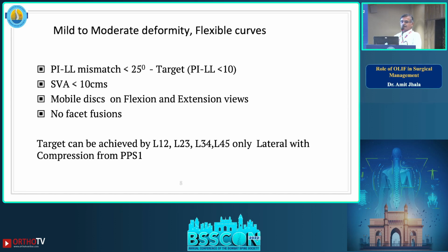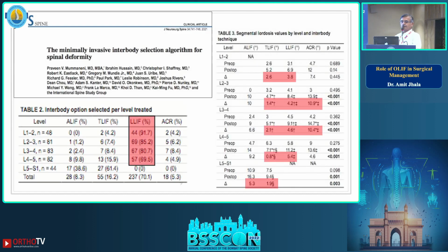You have mobile discs on flexion and extension views, and there is no facet fusion. And these targets can be achieved at all 4 levels, L1-2, L2-3, L3-4, L4-5, by doing lateral fusions with a compression from the posterior percutaneous pedicle screws.